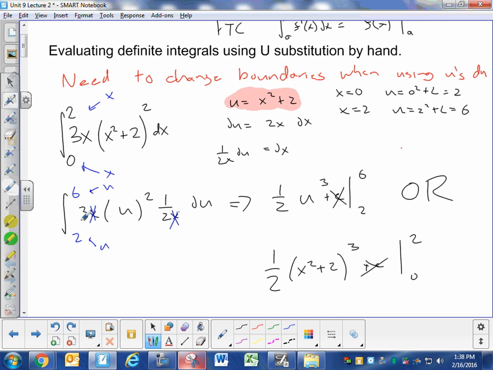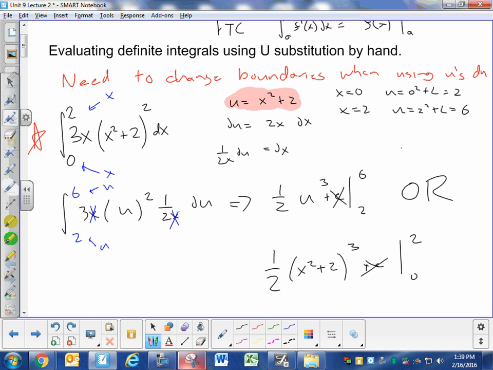So you might be thinking, well, why do I have to worry about this? Well, there are certain problems where this change of these boundaries is all that the AP test wants you to know what to do. Okay? So on your homework, you'll have a bunch of problems like this.